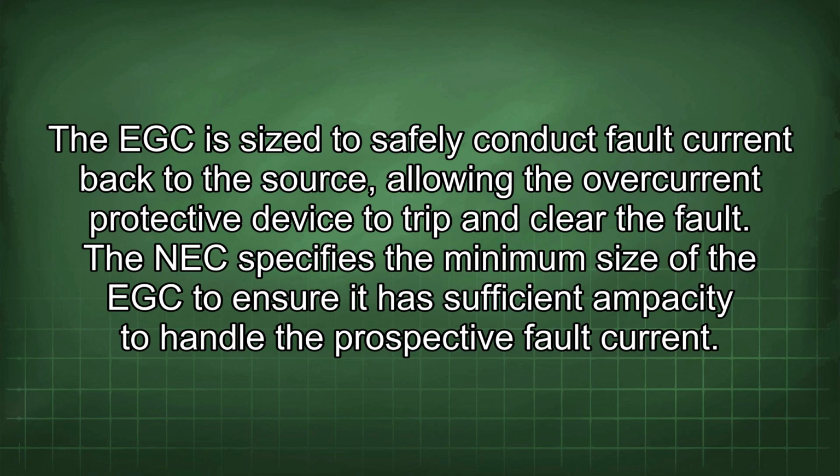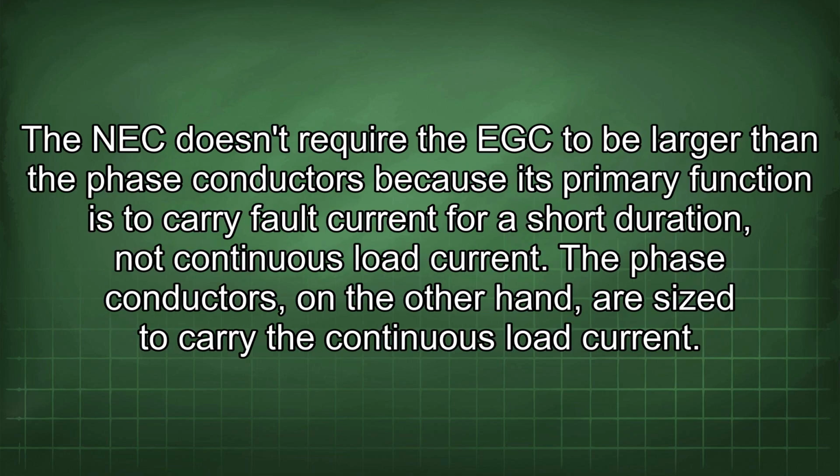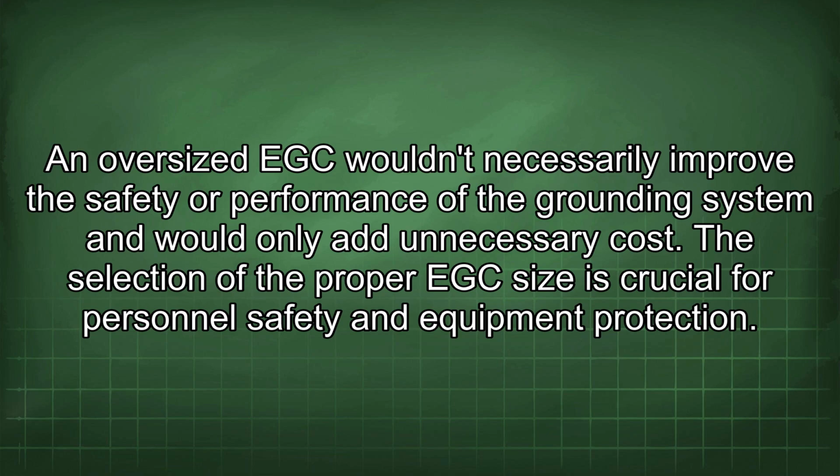The NEC specifies the minimum size of the EGC to ensure it has sufficient ampacity to handle the prospective fault current. The NEC doesn't require the EGC to be larger than the phase conductors because its primary function is to carry fault current for a short duration, not continuous load current. The phase conductors, on the other hand, are sized to carry the continuous load current. An oversized EGC wouldn't necessarily improve the safety or performance of the grounding system and would only add unnecessary cost.